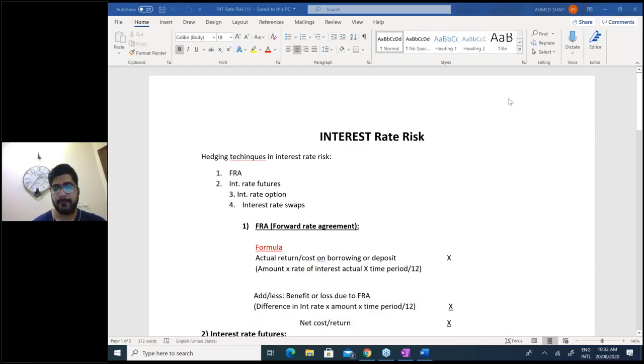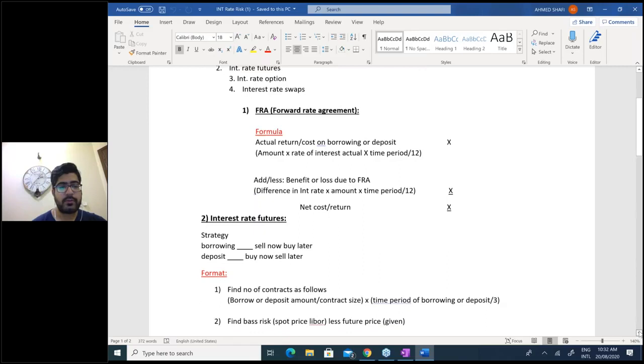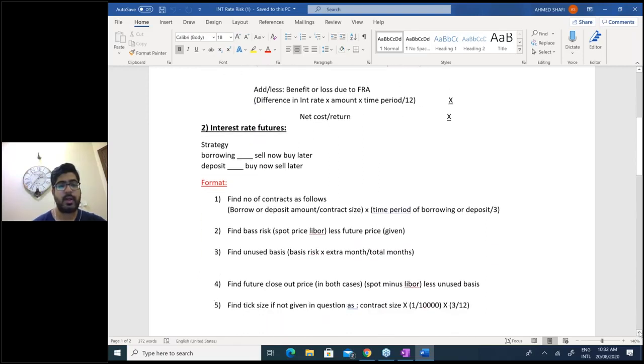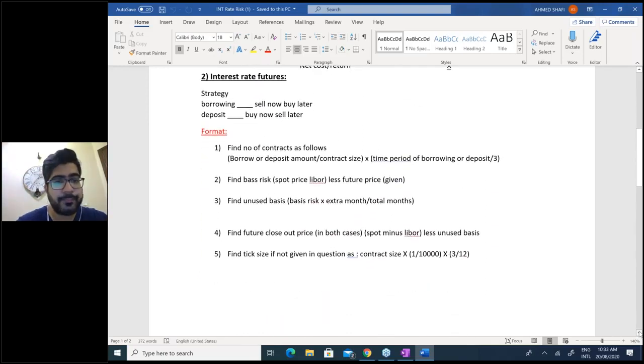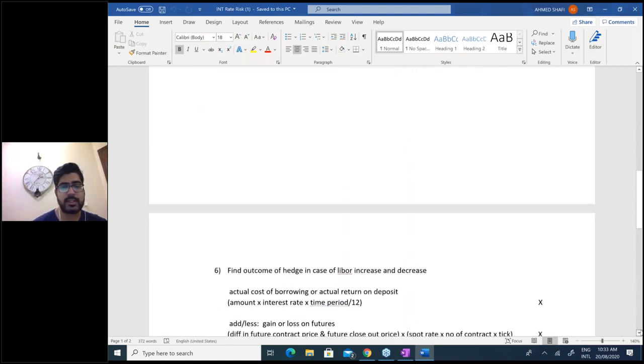Then we move towards interest rate futures, which was a bit tricky. I told you that in interest rate futures, the borrowing strategy is sell now, buy later, and the deposit strategy is buy now, sell later. So basically, it was a format: you need to find the number of contracts, borrowed or deposit amount over contract size into time period over 3. Then the basis rate, spot minus LIBOR less futures price, then unused basis, then futures closeout price, then tick. And finally, the outcome of the hedge in case of increase and decrease.